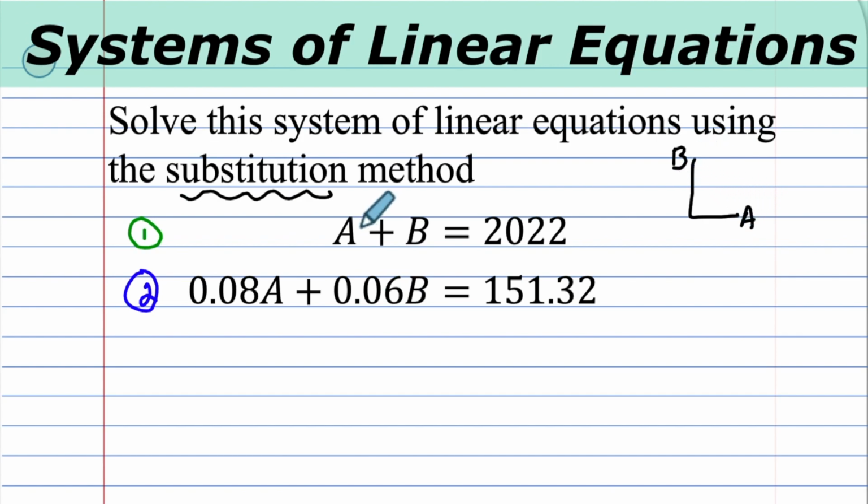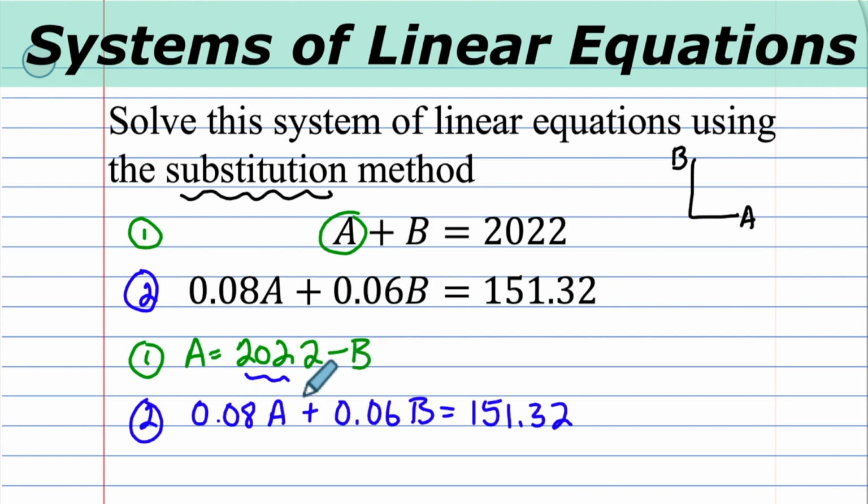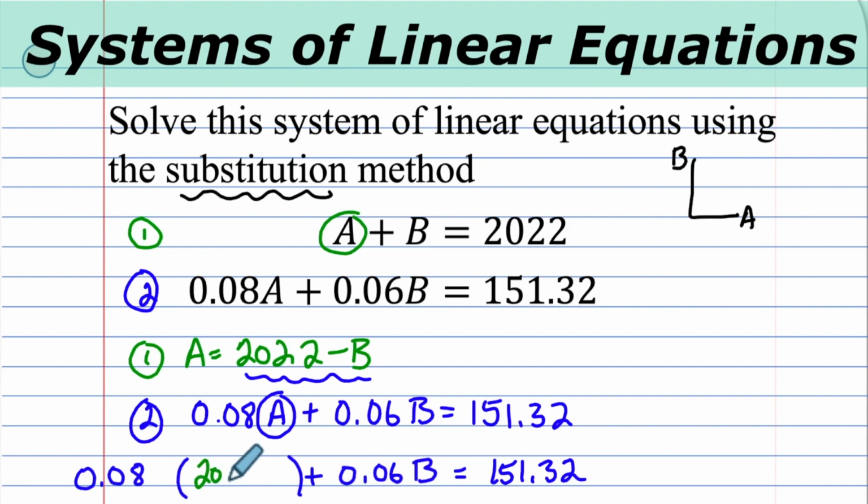We'll start by isolating A for equation 1. Then, A is going to be 2022 subtract B, and we'll take that A value and substitute it into the second equation. Leave yourself lots of room. Try to line up your equal signs. 2022 subtract B goes in the brackets in place of the A.